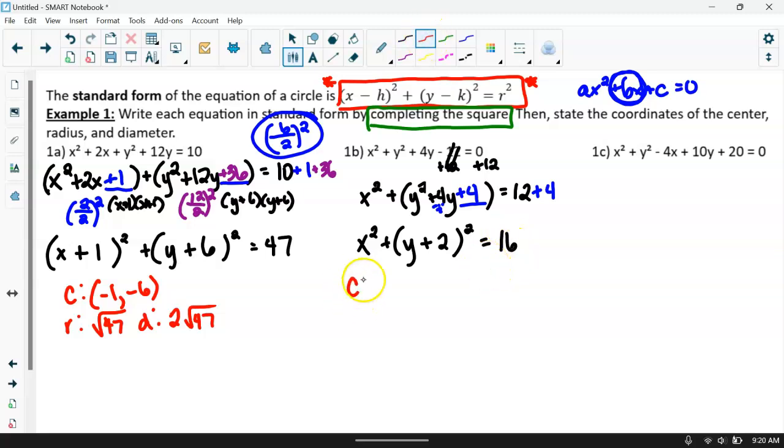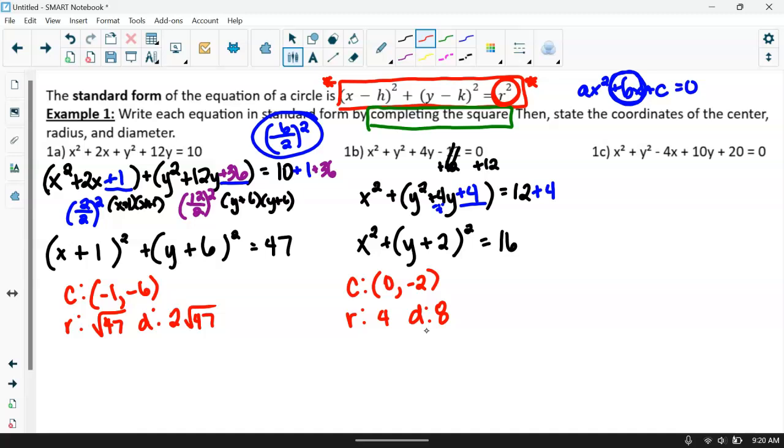Now we can identify. Our center here is 0, -2. Our radius is 4, because remember, this is in the form of r squared. So 4 squared is 16. That means the diameter is 8.